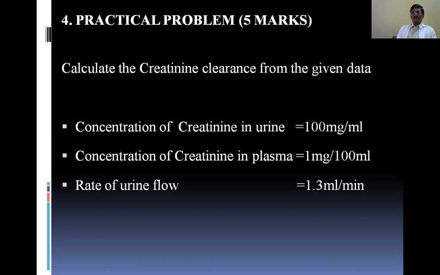It is a product of muscle metabolism, which is normally produced at a standard rate. Under steady state, the amount of creatinine produced is equal to the amount of creatinine excreted. So normally the plasma or serum creatinine level remains within a normal range. Normally it ranges between 0.7 to 1.2 milligram per deciliter. That is a normal value.